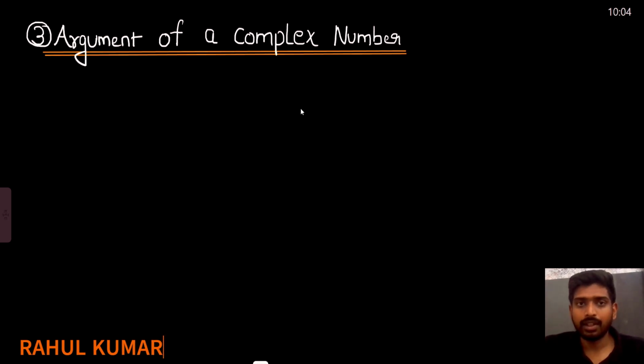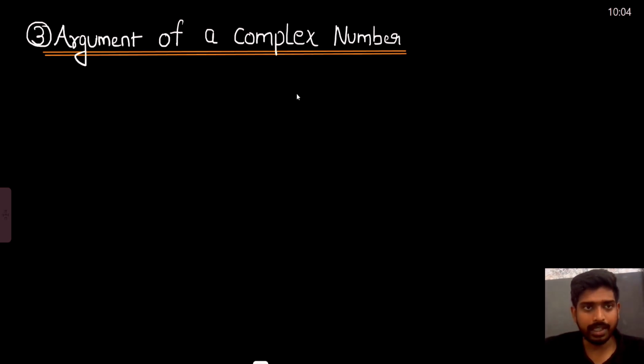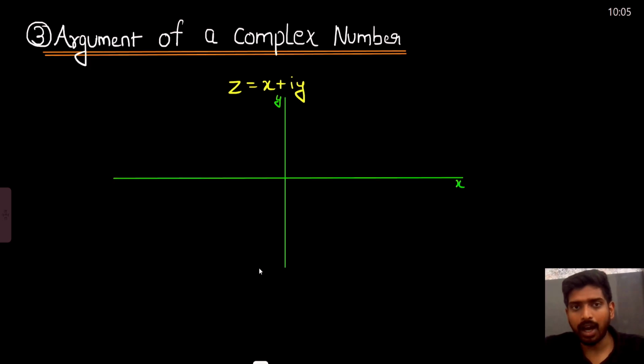So hello everyone, today we are going to learn the argument of the complex number in this chapter. Got it? Now to understand this, let's take a complex number z. Let's suppose z is x plus iota y.